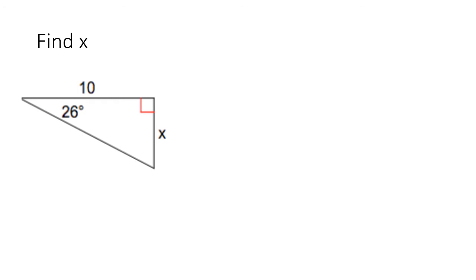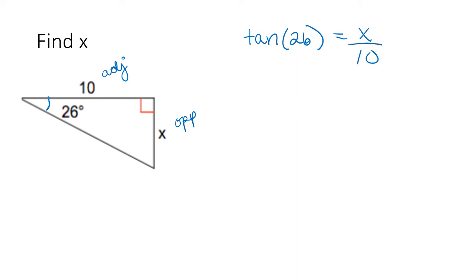Take a moment to solve this one on your own. So we're going to begin this problem by labeling the sides. This x is opposite the 26-degree angle we're given. This 10 is adjacent to it. And we can write our tangent ratio. The tangent ratio of an angle is the leg opposite to it divided by the leg adjacent to it.